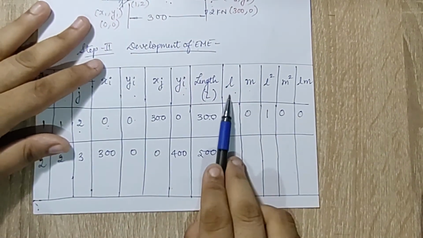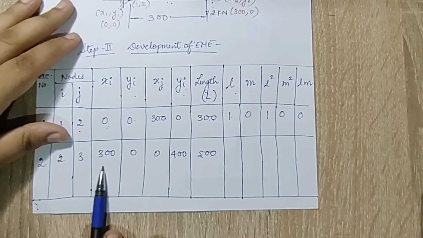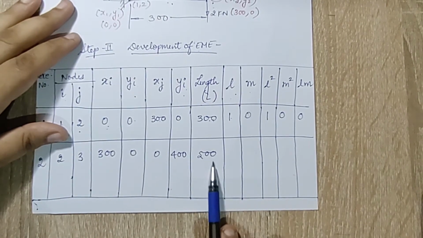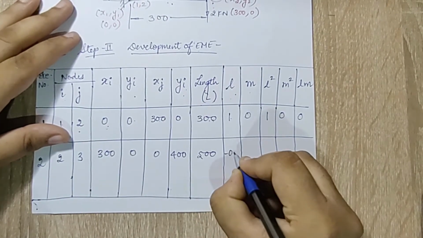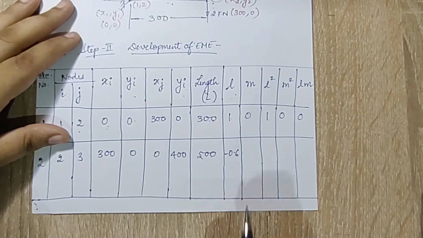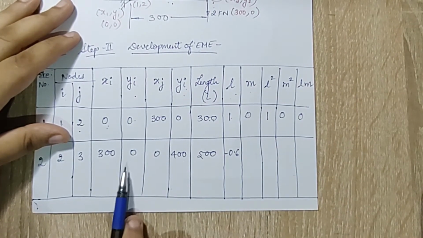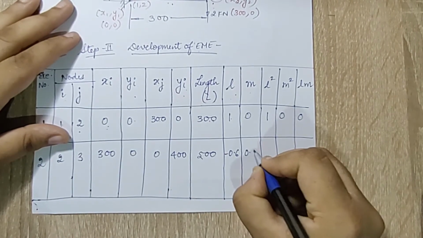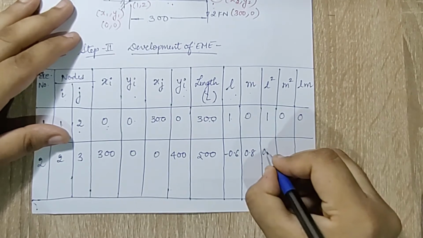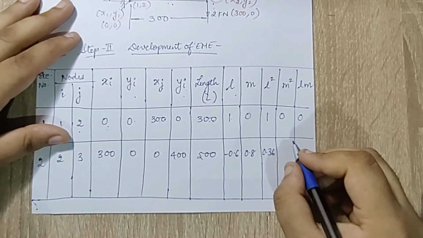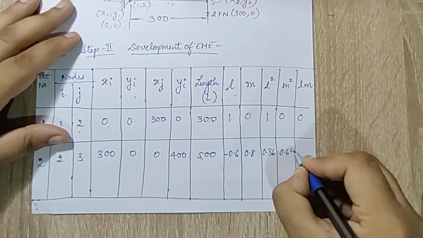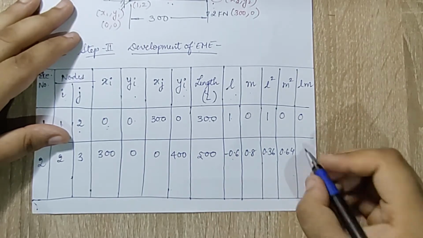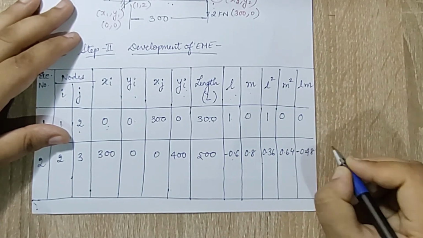Now I am supposed to calculate l. The formula is (xj minus xi) upon L. So it is (0 minus 300) upon L, which is 500, which will be minus 0.6. When I calculate m, it will be yj minus yi, so (400 minus 0) upon 500 will make it 0.8. L square will become 0.36. M square will be 0.64, and L into m, very careful, there is a negative sign here. This will be minus 0.48.